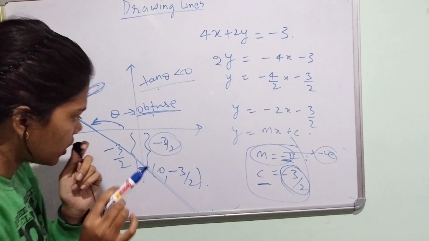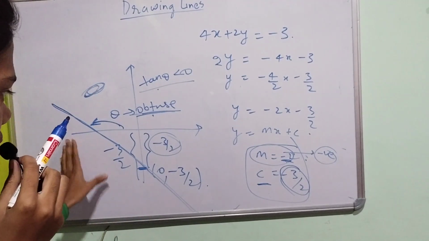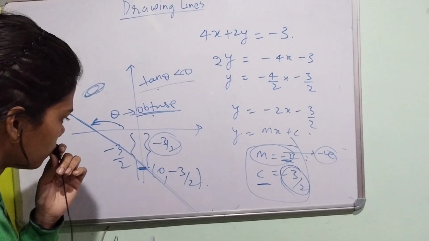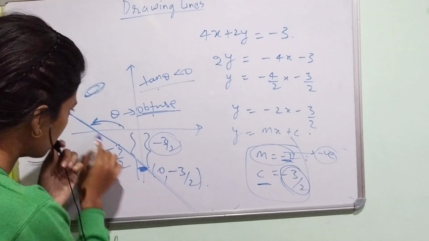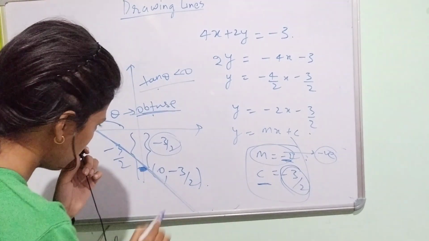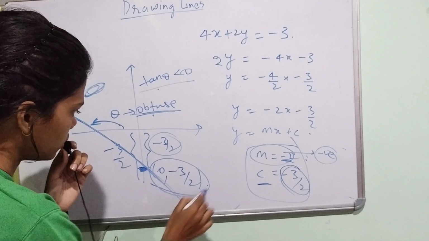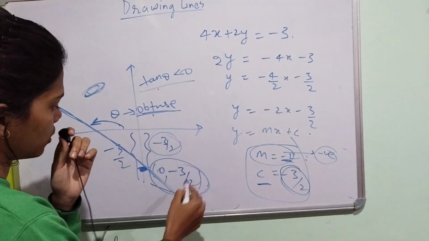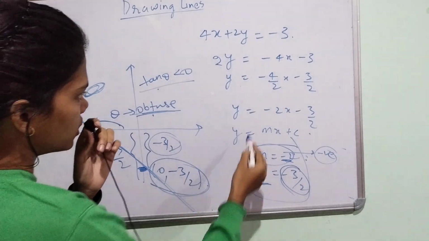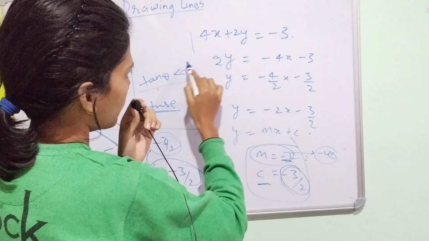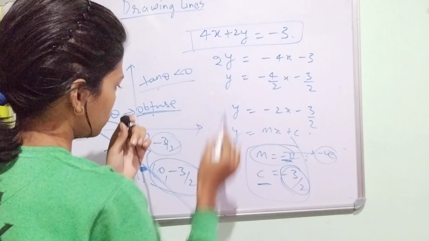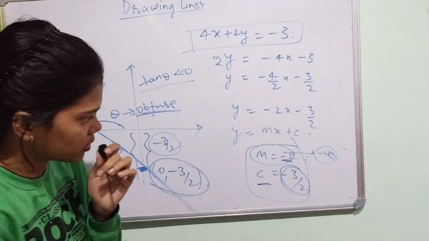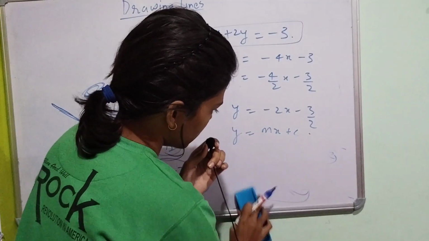Okay, one more way to confirm whether we have drawn the line correctly or not: whatever points are lying on the line, they will satisfy the equation of the line. Suppose 0 comma minus 3 by 2 is a point which is lying on this line, so 0 comma minus 3 by 2 will satisfy this equation. Let's see how it is satisfying. If it satisfies, then our answer will be correct.